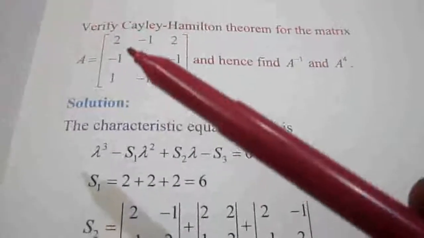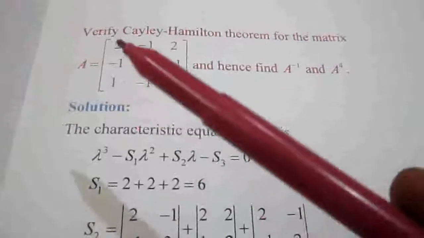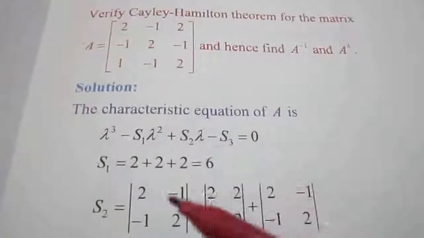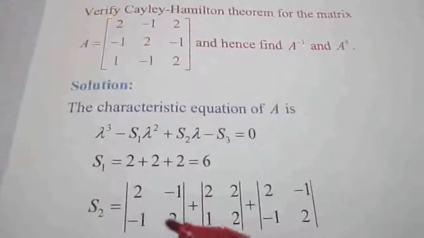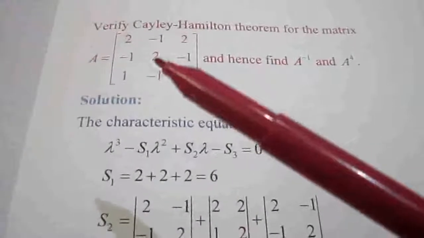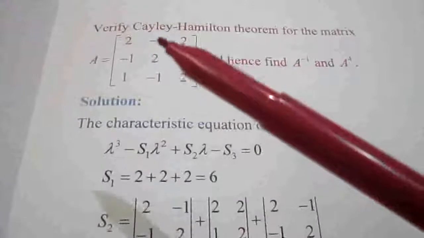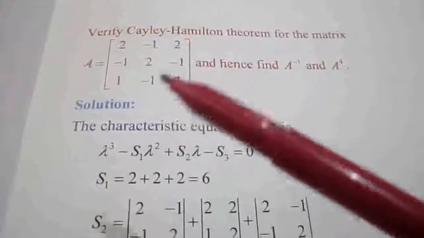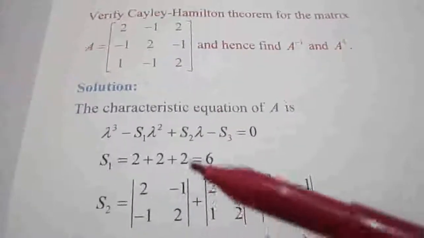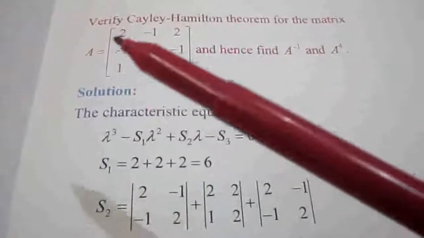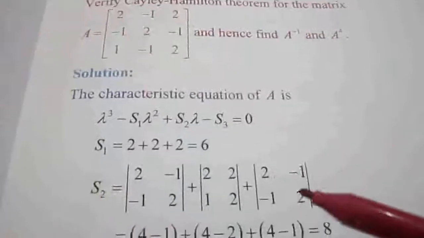So what are the diagonal elements? First 2, whose minor is found by neglecting its row and column: [2, -1; -1, 2], which is the first one. The next is the second element 2. Leaving its row and column, the remaining elements are [2, 1; 1, 2], which is the second term. And the minor of the third element 2, eliminating its row and column, is [2, -1; -1, 2].